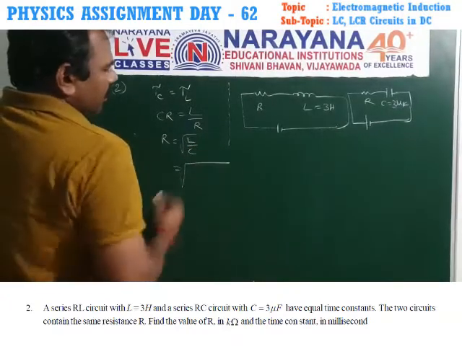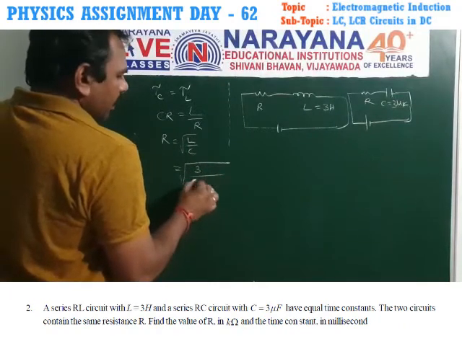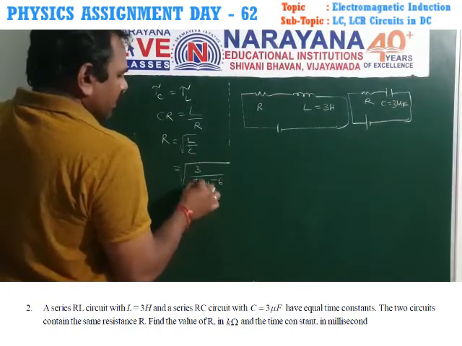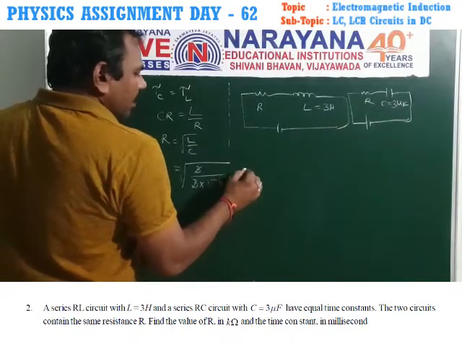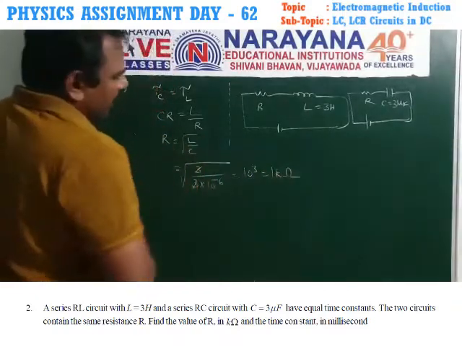R value becomes L by C. L is 3 and C value is 3 into 10 power minus 6. So in total we get 10 cube, so 1 kilo ohm. That is the resistance.